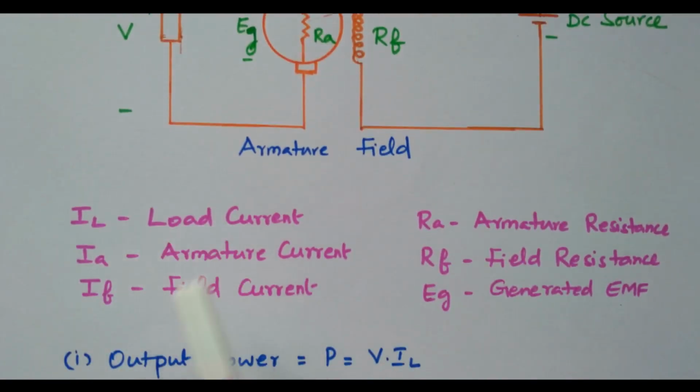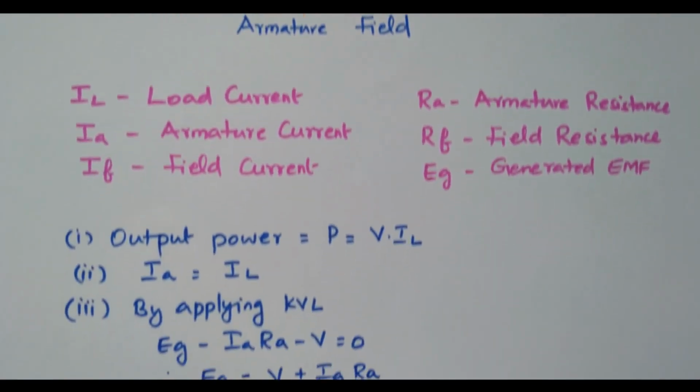So these details are given here. IL is the load current, IA is the armature current, IF is the field current, RA is the armature resistance, RF is the field resistance, EG is the generated EMF. Now we'll see the equations.